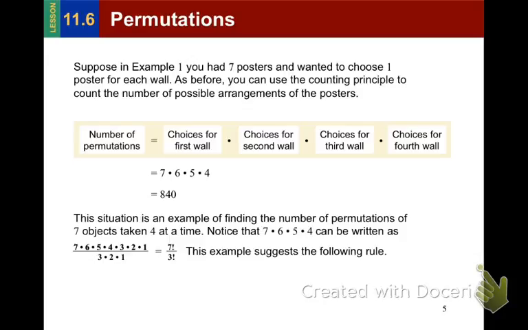Notice that 7 times 6 times 5 times 4 can be written using factorial notation, and this is important because you will be asked at the end of this PowerPoint to write this using factorial notation. Because it's not 7 factorial. If it were 7 factorial, remember, it would look like this on the top. But since it ends at the 4, what it's being divided by is the 3, the 2, and the 1, because those cancel out. The 3's cancel, the 2's cancel, and the 1's cancel.